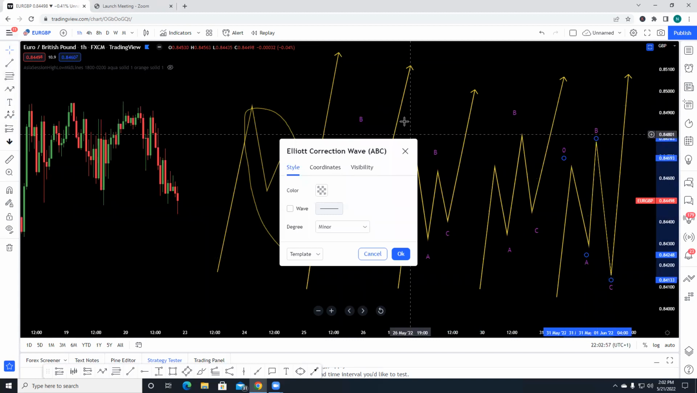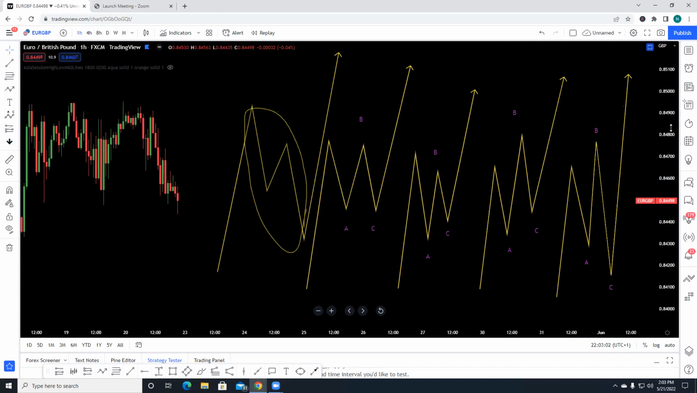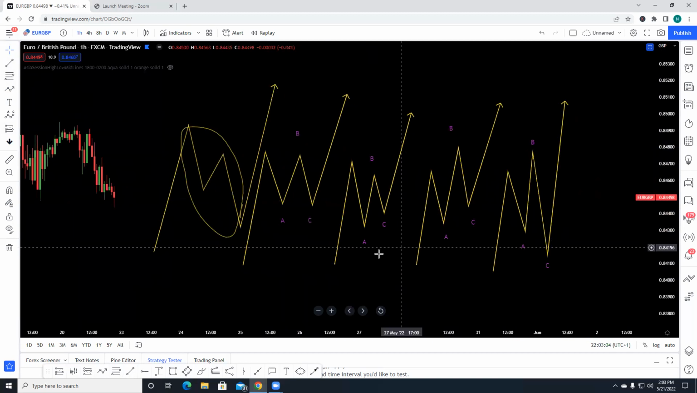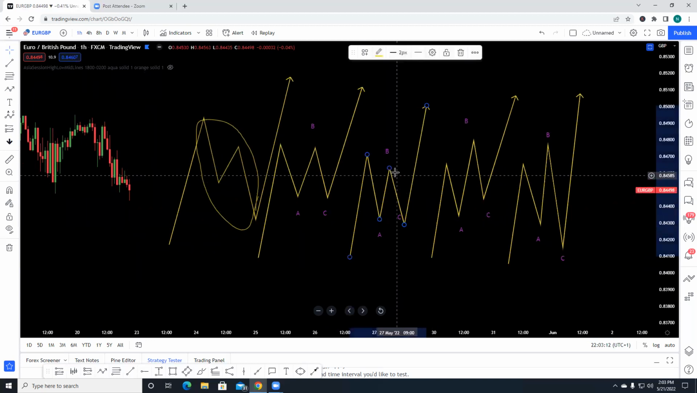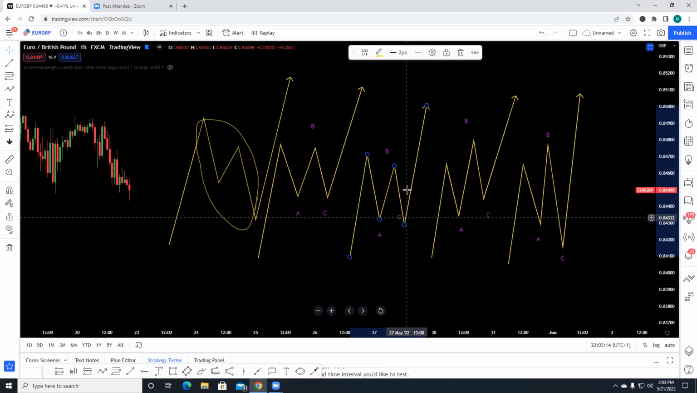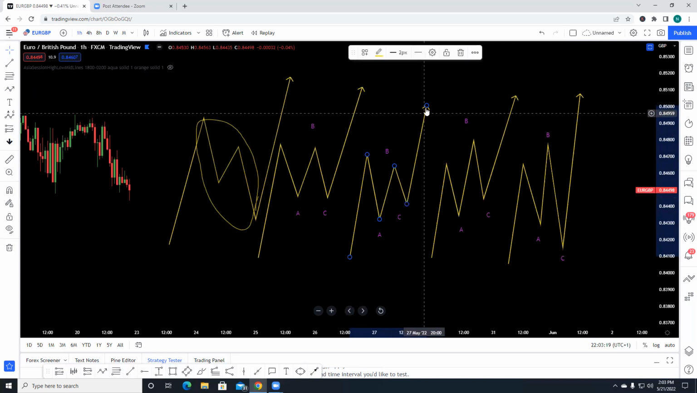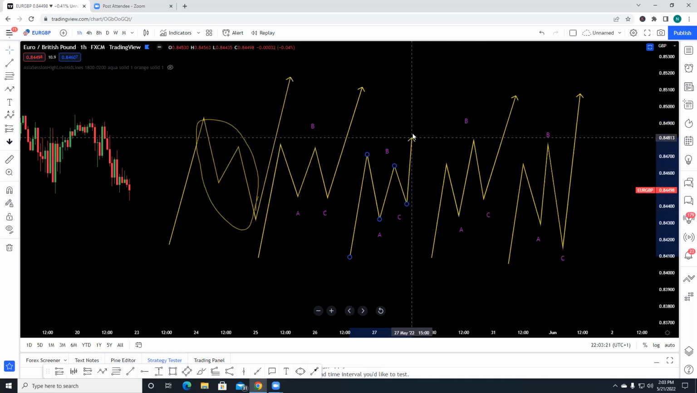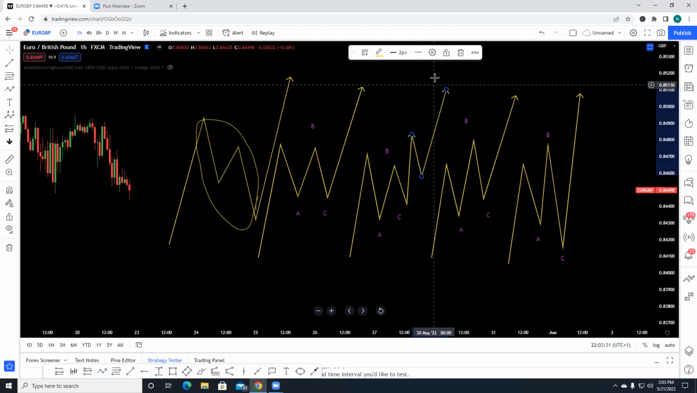And I also discussed with you that there is what we call a structural transformation of flat corrective structure. This running flat corrective structure can transform into a regular flat this way. Before you trade this running flat, you must allow this structure to break to the upside. Then the next corrective structure here to 50 to 61.8 will be your confirmation that this wave to the upside will come.